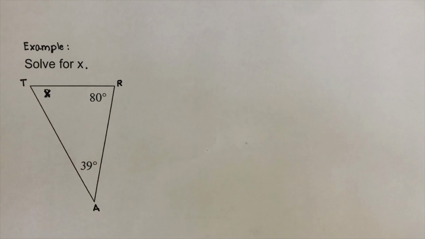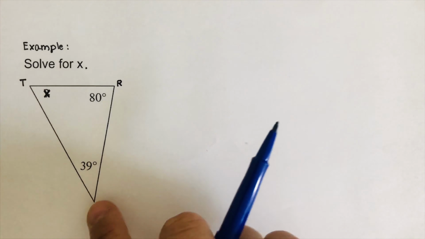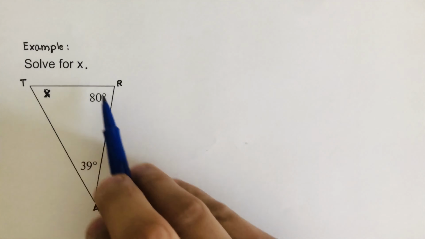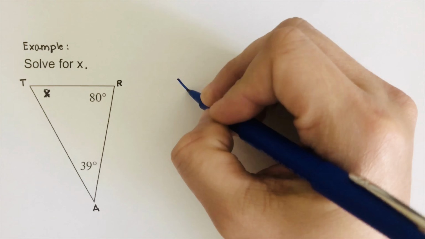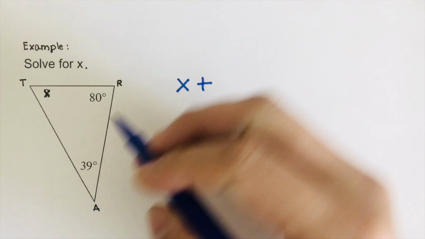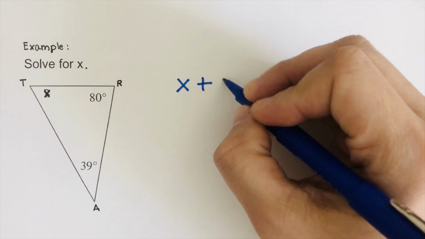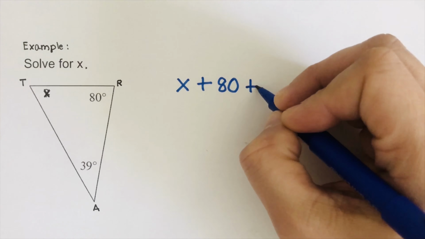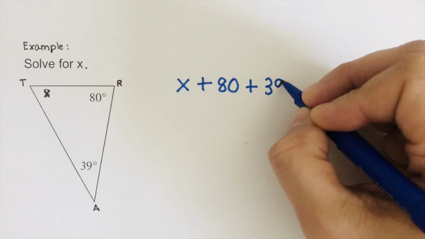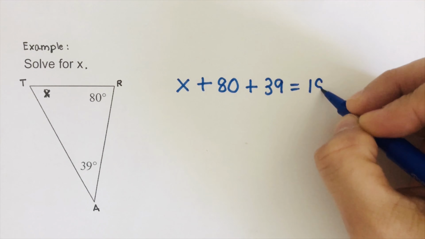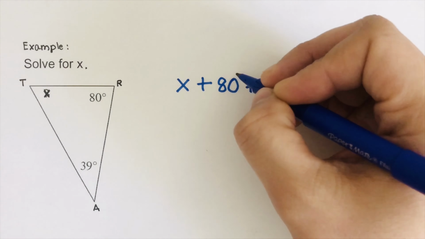Okay, so let's see what answer you come up with for this problem right here. Again, the first step is to write them all out. We're given this triangle here. So that's X plus, and it can be any of these; you can put any of these first. So that would be 80 plus 39, which is again always equal to 180 degrees. They all have degrees over here.